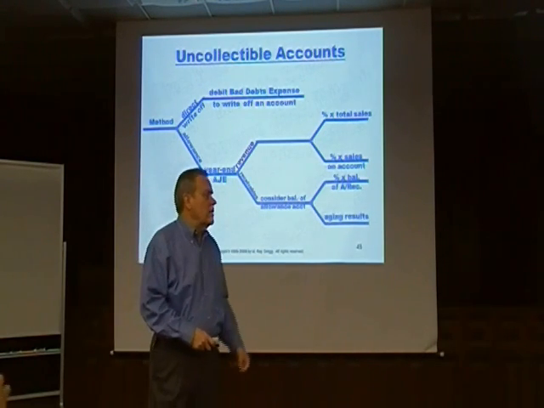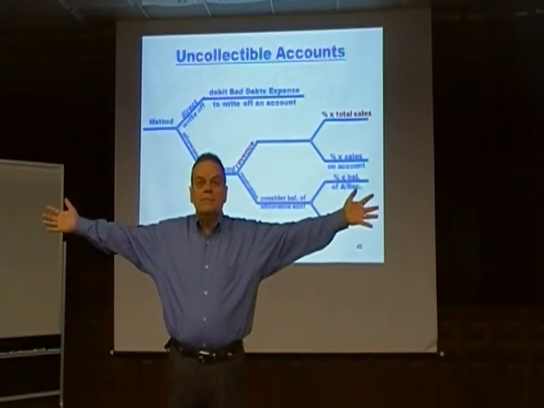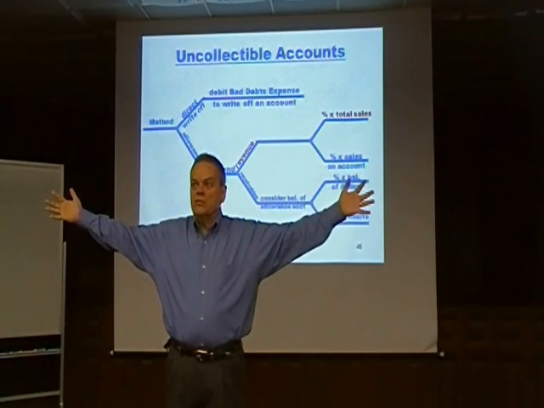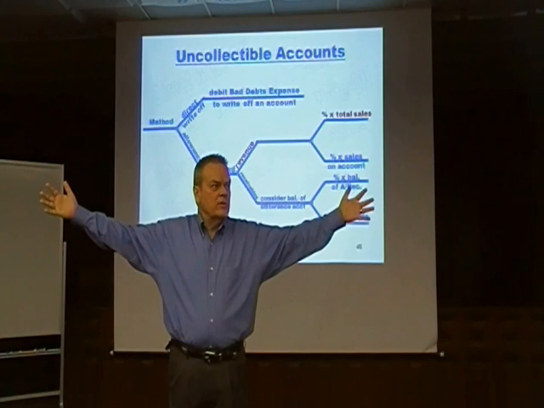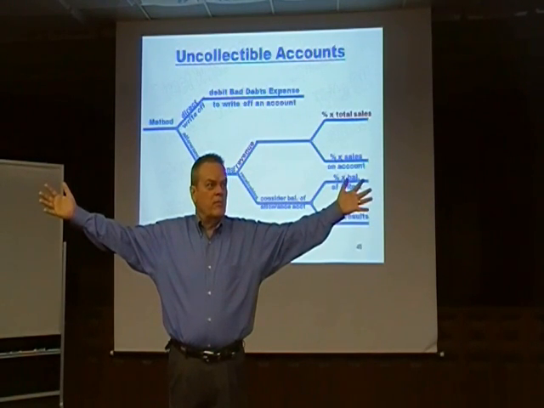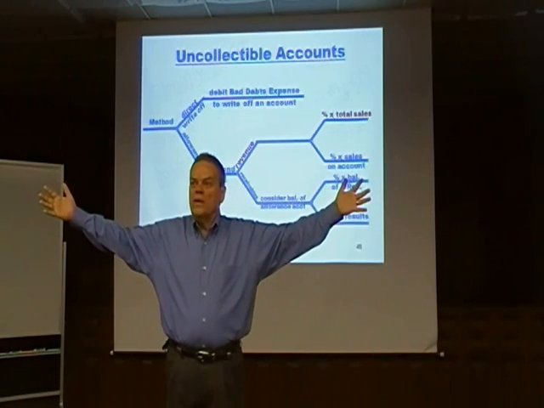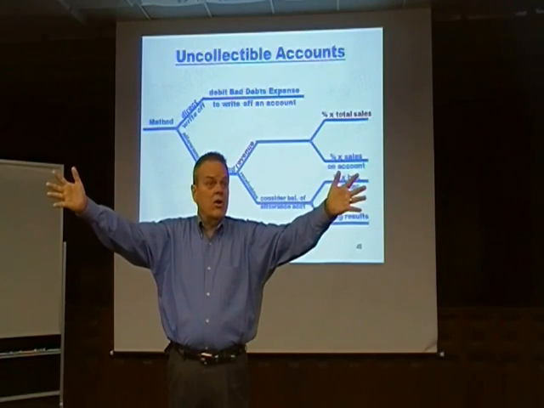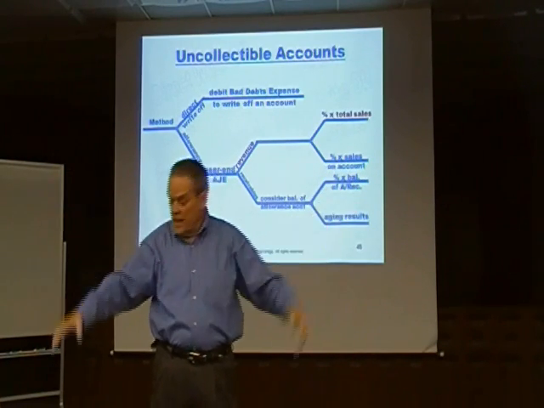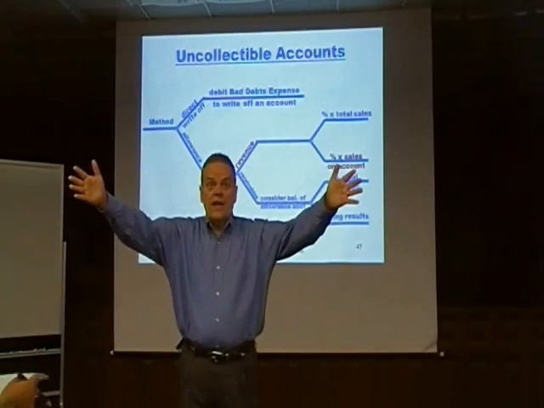What's wrong with, or what is the drawback of doing it that way? Who's included in this group that's not part of the problem? Cash customers, I heard the correct answer. You sold to some people for cash, and they're not part of the problem. So how about we eliminate cash customers from this calculation? Narrow our population a bit. That's the second description. It says a percent times sales on account.